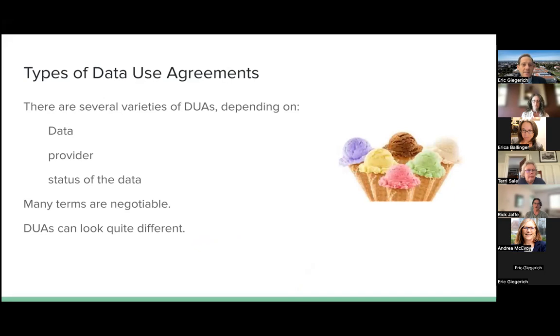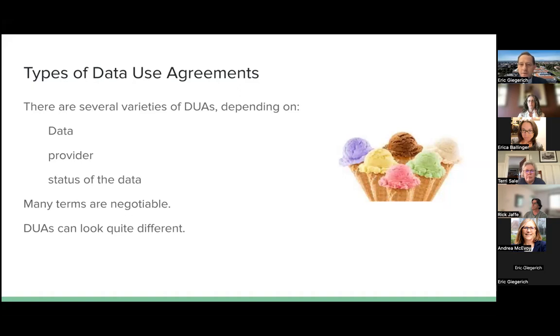Then let's talk about types of data use agreements. Not that there are different types out there per se, but how it looks, what form it takes, what terms it has, is all going to depend on what type of data it is, what kind of provider it is. Is it a commercial entity? Is it a state entity? Is it a medical system? Is it other university data? The status of the data. Is it covered by HIPAA? Is it subject to US export controls, and so on?